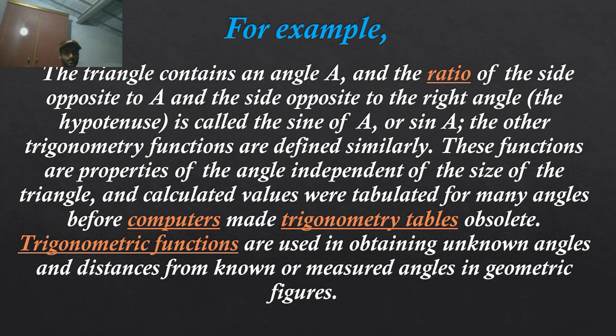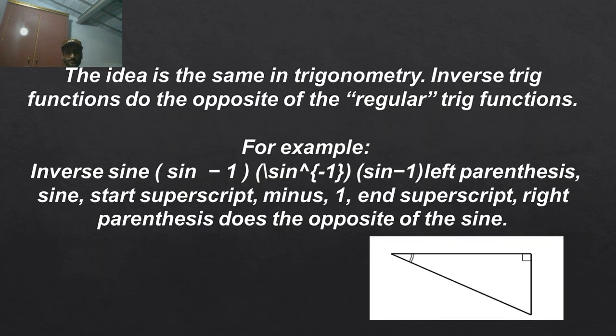These functions are properties of the angles independent of the size of the triangle, and calculated values were tabulated for many angles before computers, in trigonometry tables. Trigonometric functions are used in obtaining unknown angles and distances from known or measured angles in geometric figures. The idea is the same in inverse trigonometry.